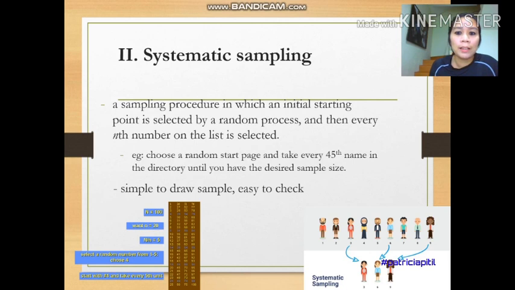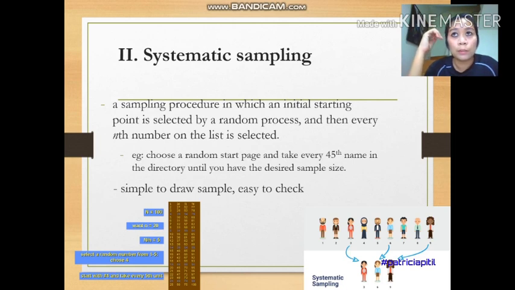Okay, this sampling technique involves choosing the participants by the nth number. Contohnya orang yang kedua daripada kelas, orang yang kelima dari kelas. So, because it is called systematic because it's easy to check and simple to draw a sample.